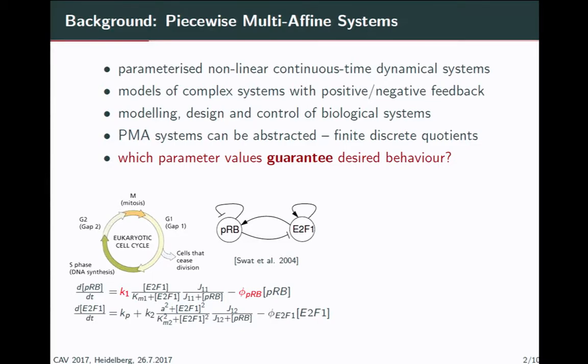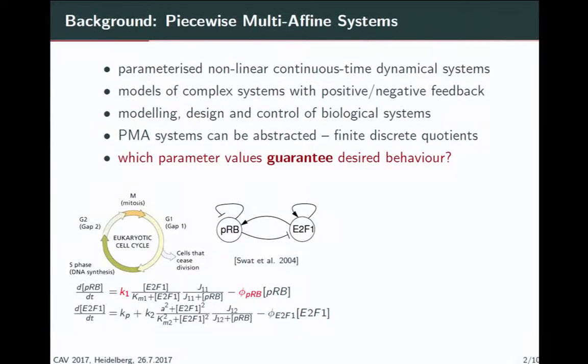So what is the background for this tool? It comes from the need to analyze the models of nonlinear continuous dynamical systems under parameter uncertainty. Especially we deal with models of complex systems with positive and negative feedback. And our special interest is in models that come in systems biology, where these dynamical systems are used to model the dynamics of the biological processes.